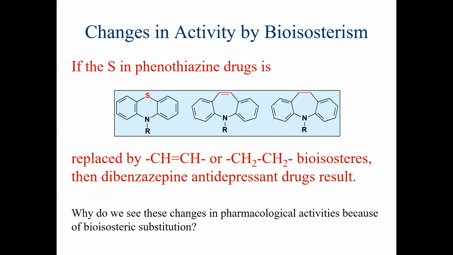So in this case, it's again the phenothiazine drugs, the normal phenothiazine drugs. There's the sulfur bridging group at this position. And if you look at non-classical bioisosteres, and please, you guys don't have to know about classical, non-classical bioisosteres.